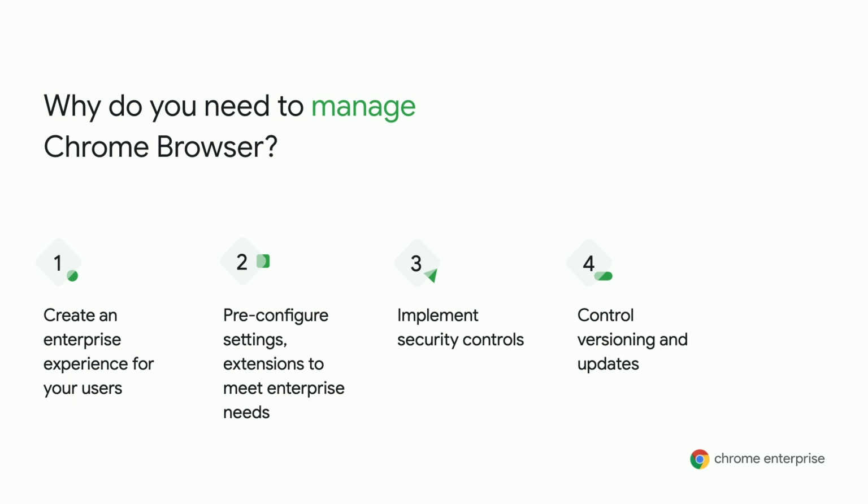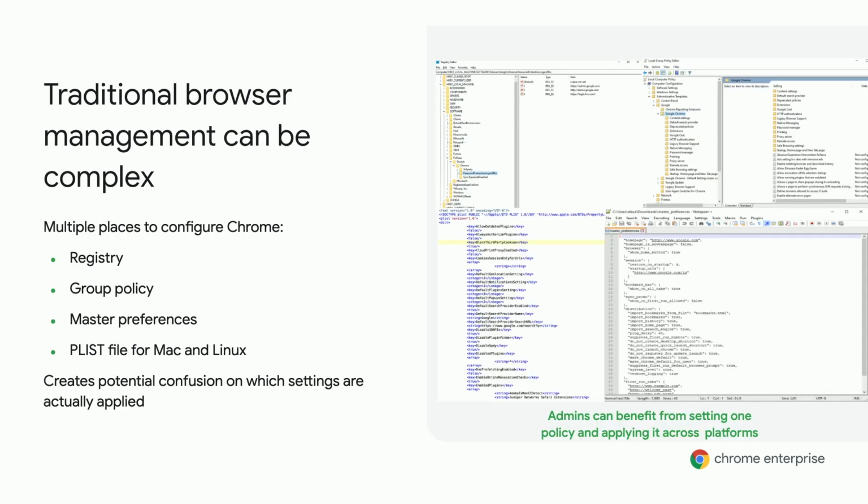Now let's talk about traditional browser management. There are many places to configure Chrome currently. You can do that through GPO, registry, group policy, master preferences, plists for Mac and Linux. It's a very convoluted process that can become very challenging very quickly.